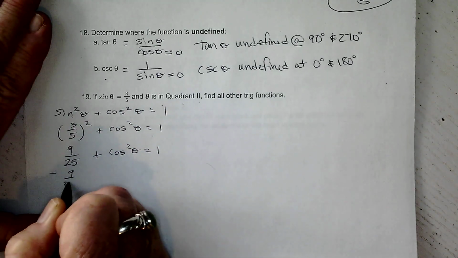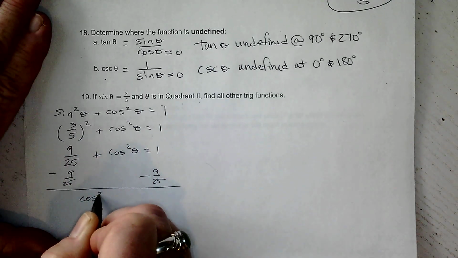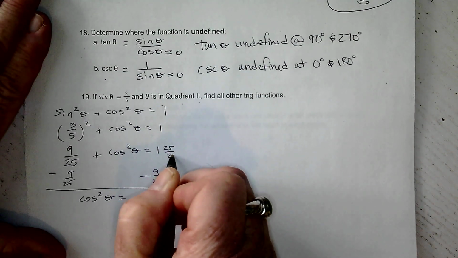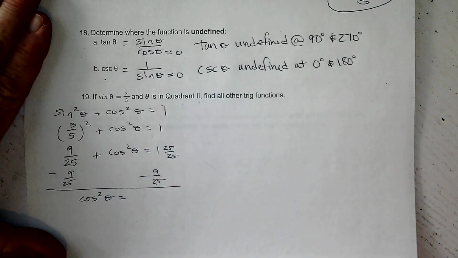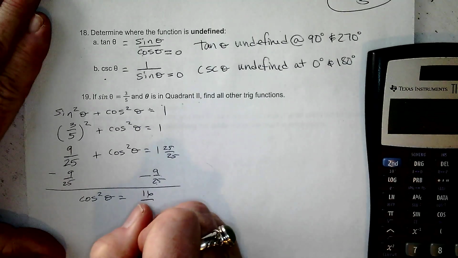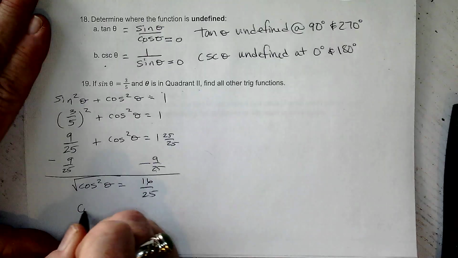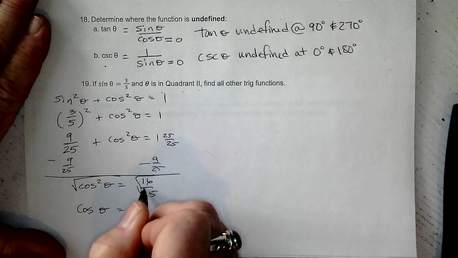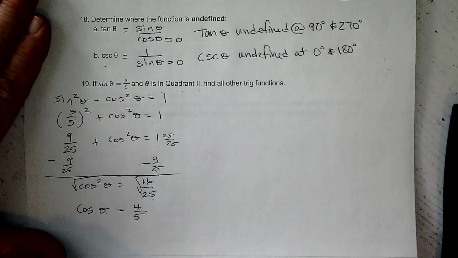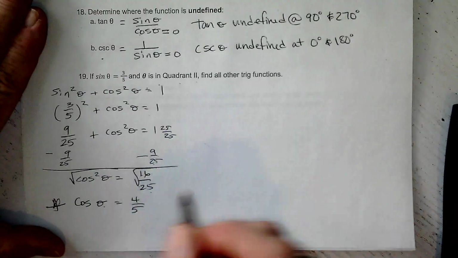Subtract 9/25 from both sides, and we get cosine squared theta is equal to, let's turn this 1 into 25 over 25. So then it's 25 minus 9, and that's 16 over 25. The last step to find your cosine is to take the square root of both sides. So the cosine of theta, square root of 16 is 4, square root of 25 is 5. So the cosine of theta is 4/5. Okay, there's that one.